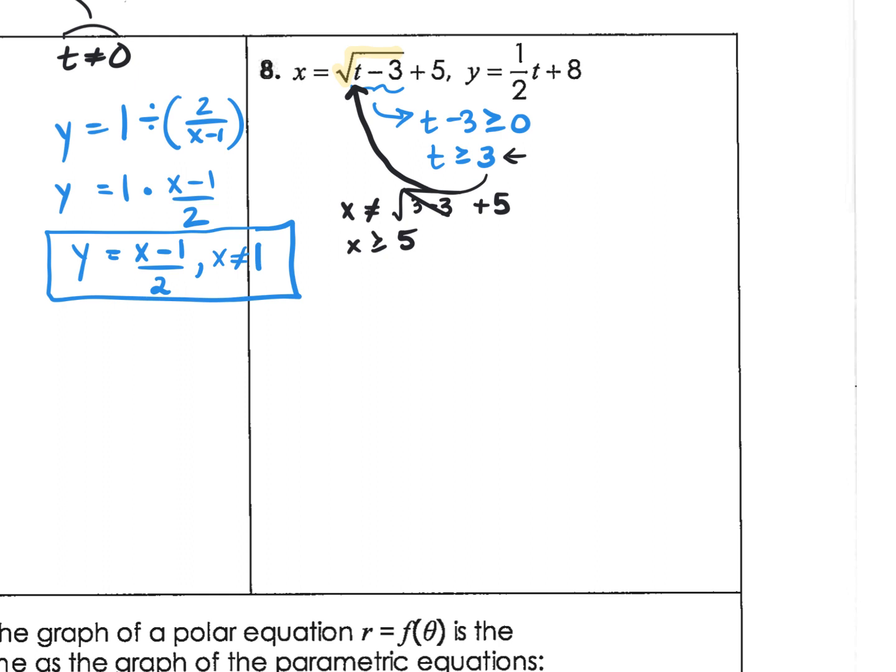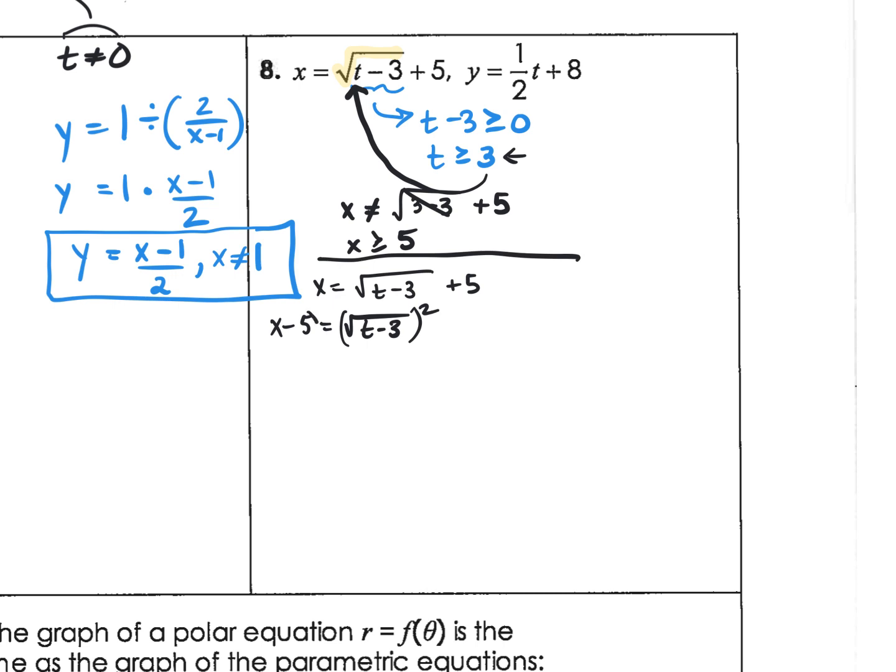So how do I take, there's my domain restriction. So how do I take x equals the square root of t minus 3 plus 5 and solve it for t? What do I need to do first? Guys, I'm trying to solve for t. What needs to happen first? Subtract 5. So x minus 5 equals the square root of t minus 3. Now what? Square both sides.